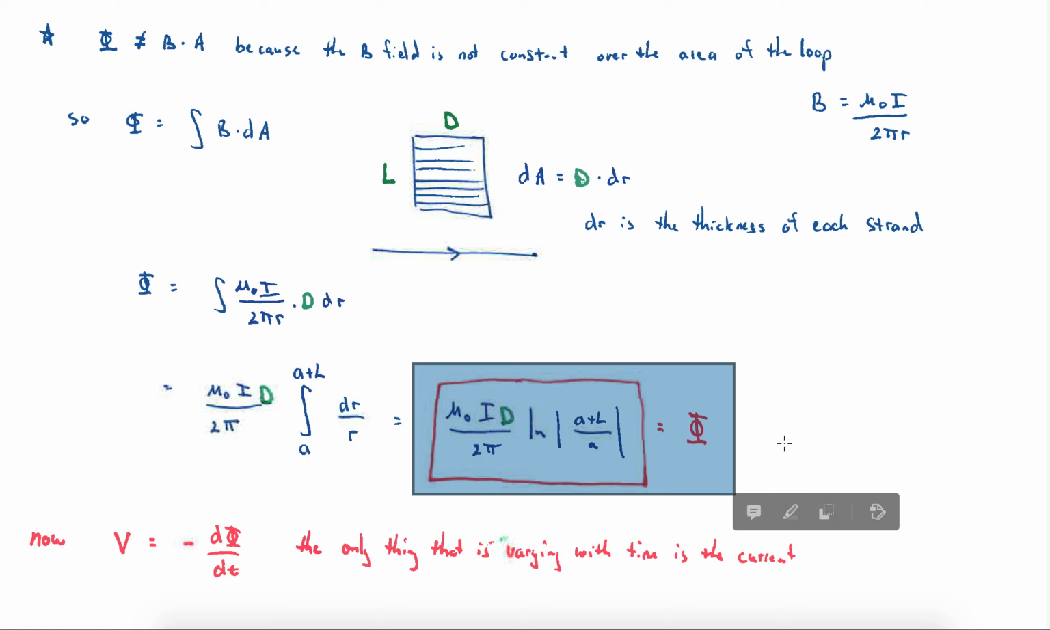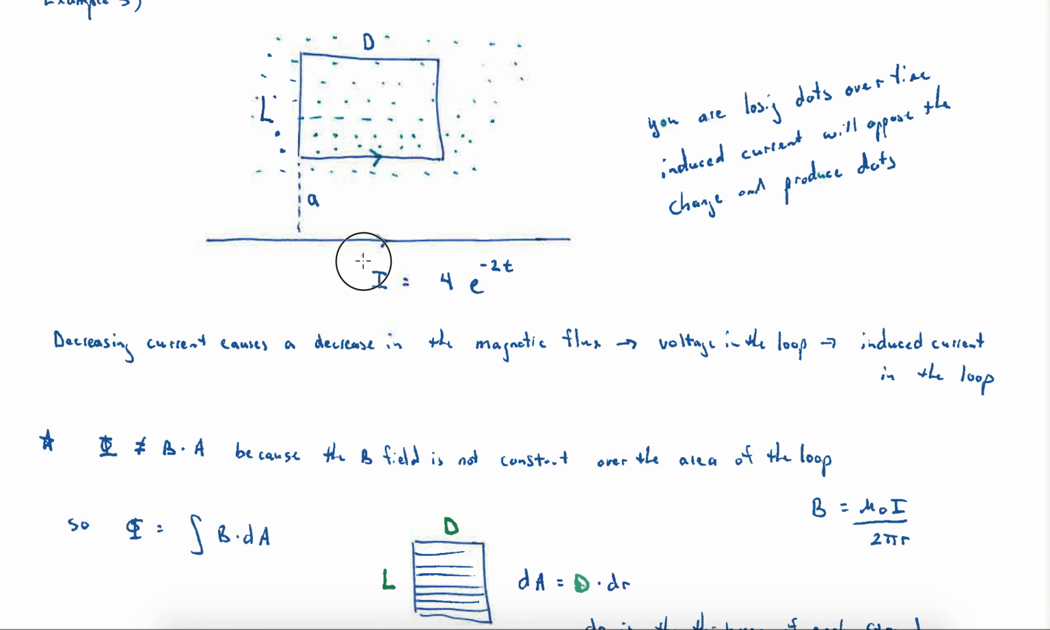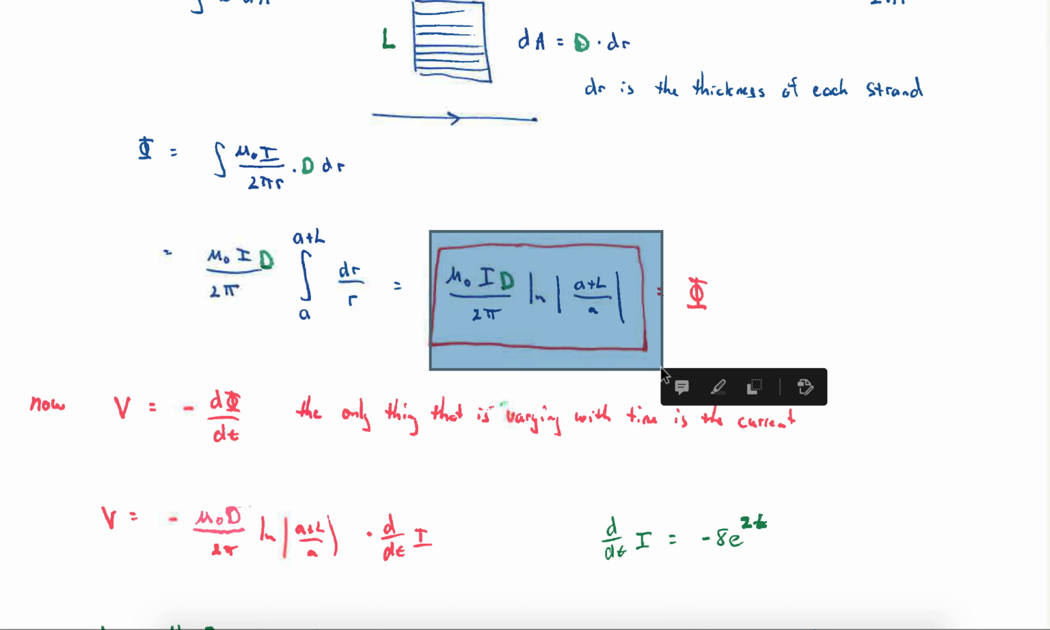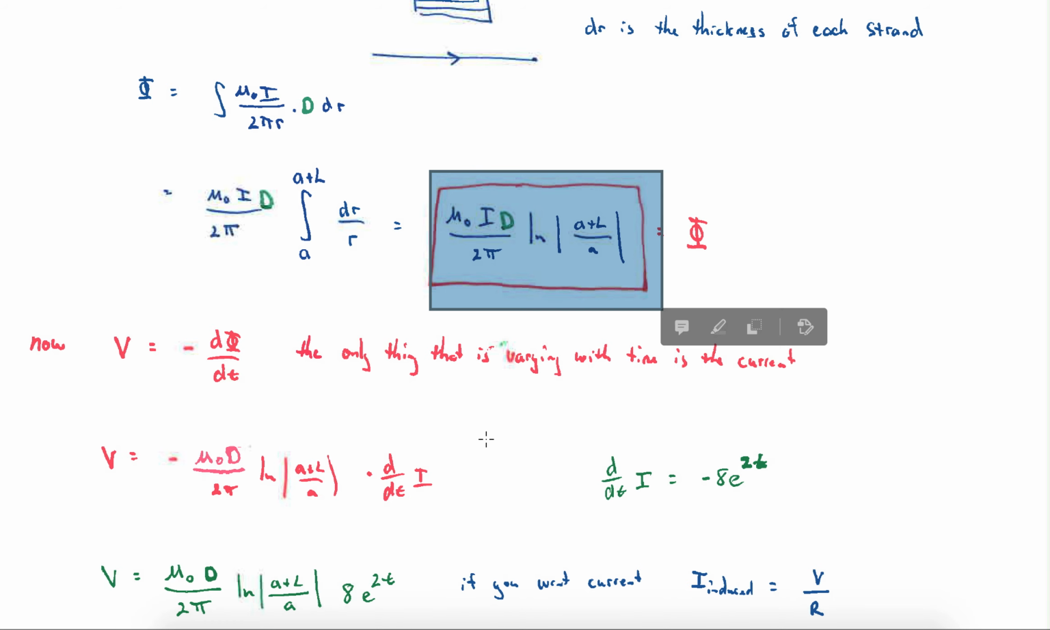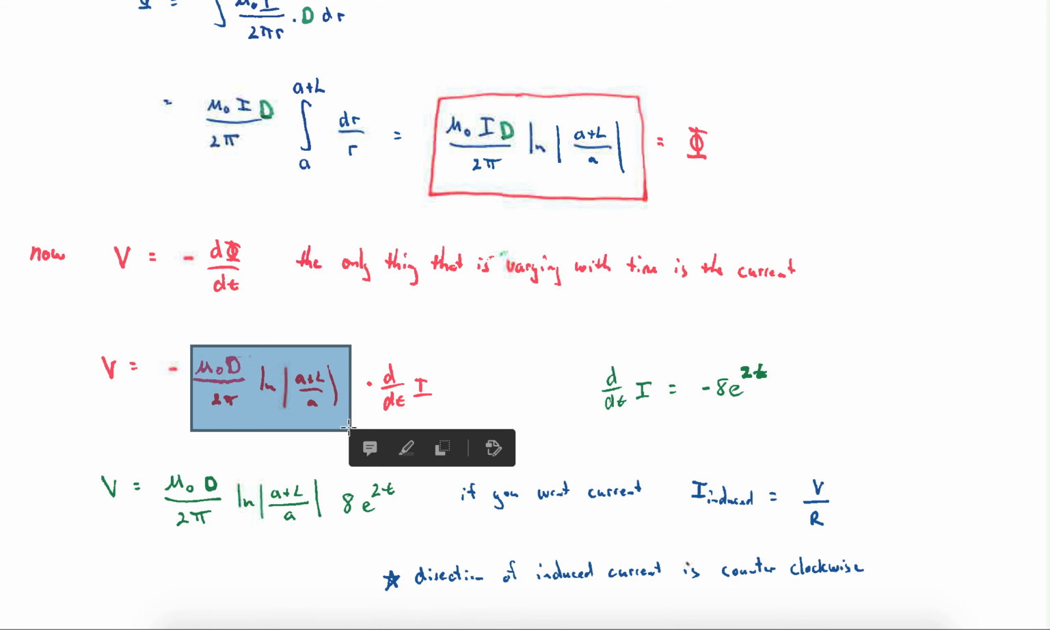Now we got to think, okay, how is that flux changing? Well, it's changing because this silly current is decreasing, which causes a decreasing B field, which causes a decreasing flux. So we need to take the time derivative of this flux. The nice part is the only thing that's a function of time here is the current. So everything can get factored out. This is all just a constant. And then we take the derivative of I.